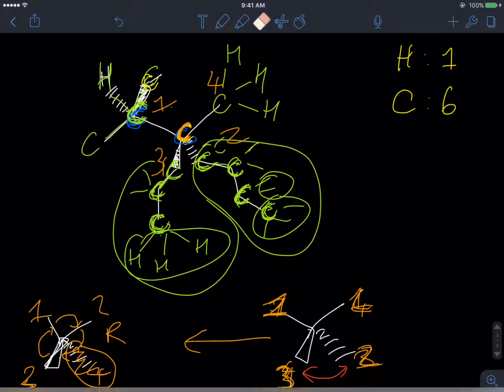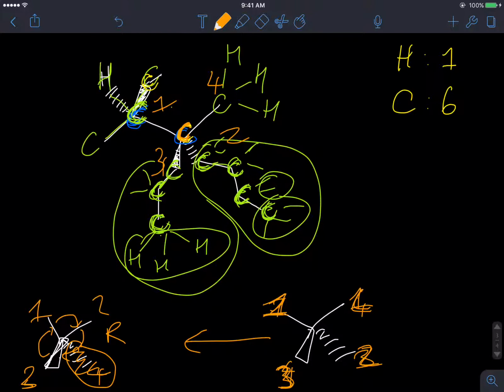So we have to switch number 2 and number 4, and then 1 and 3. Right? So it's number 2 right here. And number 4 is right here. It's number 3 right here, and number 1. Right? So 1, 2, 3, 4. So it's an S. Sorry guys, it's S configuration.